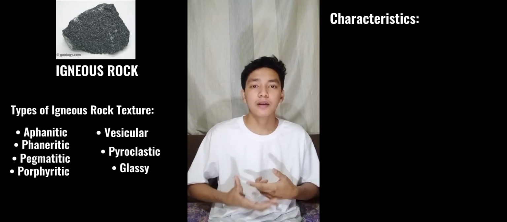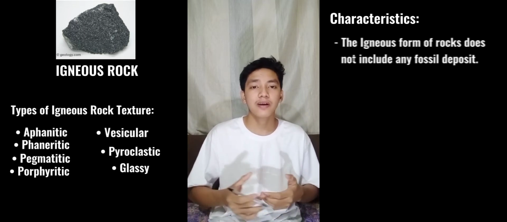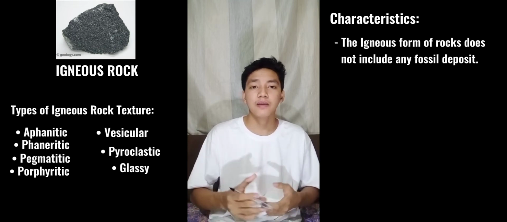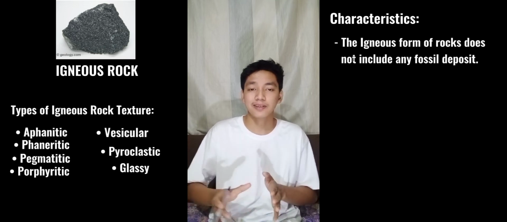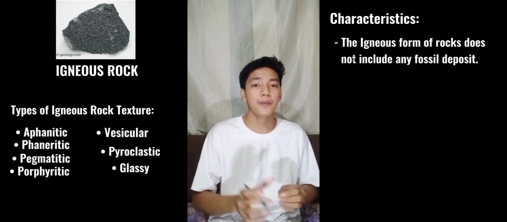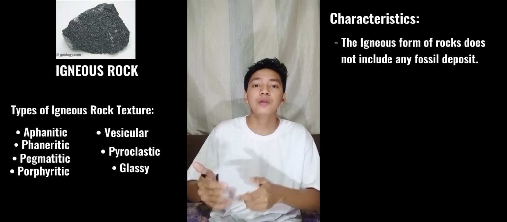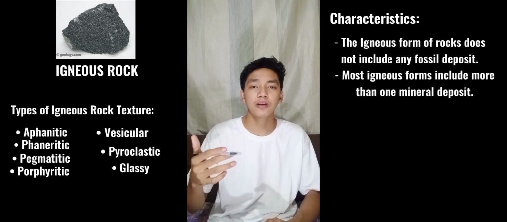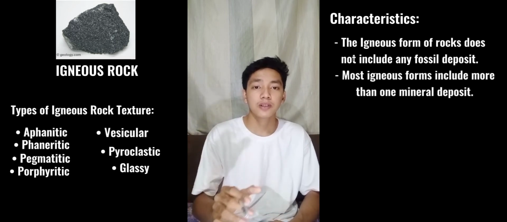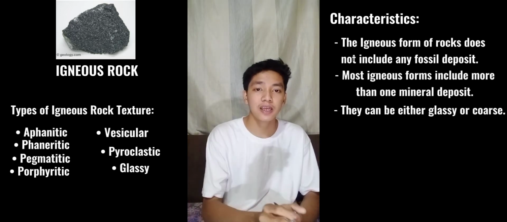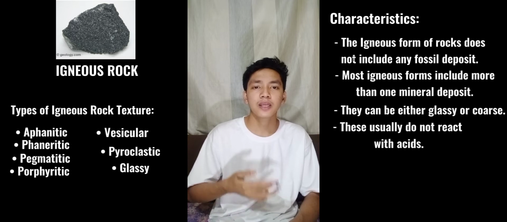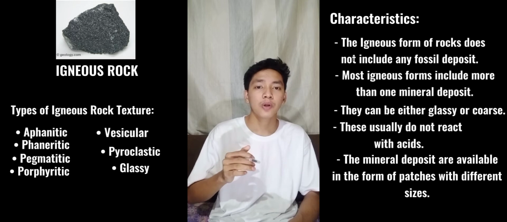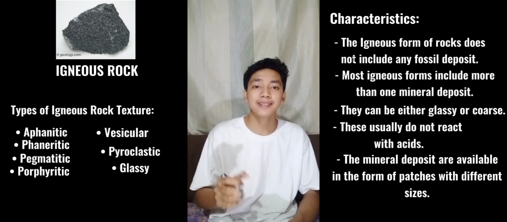When it comes to the characteristics of igneous rocks, they do not include any fossil deposits. If there are chances of fossils deep inside the crust, they are destroyed when the rock erupts out onto the Earth's surface, due to the sheer heat these rocks produce. Most igneous rocks include more than one mineral deposit. They can be either glassy or coarse. These usually do not react with acid. The mineral deposits are available in the form of patches with different sizes.